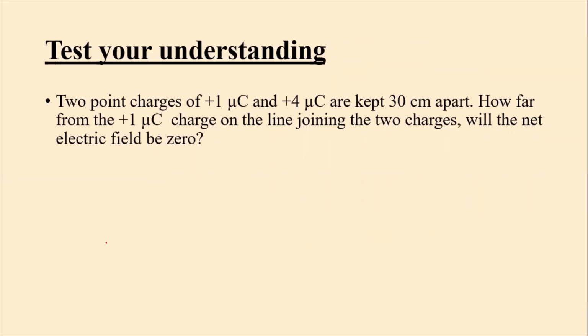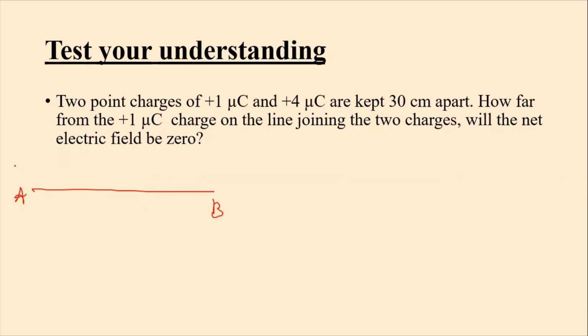Okay. Now we will test our understanding. We are taking two charges, plus 1 microcoulomb and plus 4 microcoulomb, at a distance of 30 centimeter apart. So how far from the plus 1 microcoulomb charge on the line joining the two charges will the net electric field be 0? So you have to draw the diagram first so that it is easy for you to solve the sum. So draw the diagram, take two charges, take two points A and B.